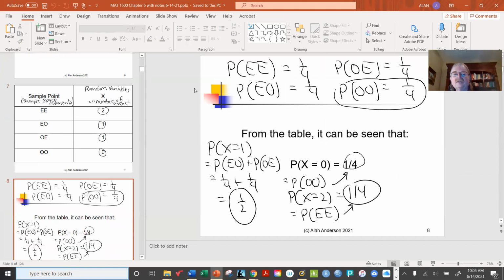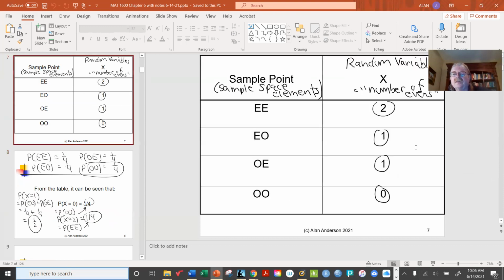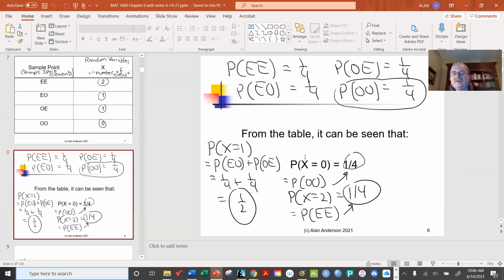What we also determined is that because each of these outcomes is equally likely, each one has a probability of 1/4. So we can now associate probabilities with these values that we've associated with X. For example, the probability that X equals 0 is 1/4 because this is the equivalent of getting OO. In other words, X equals 0 means the same thing as getting 2 odds. This one up here.